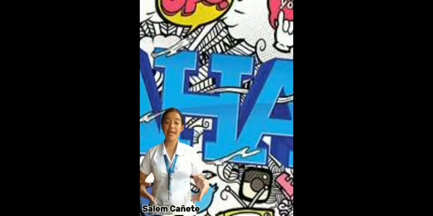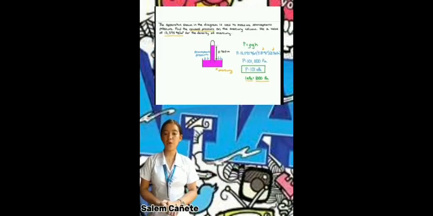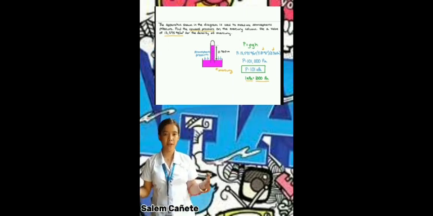So we're going to take a tube full of mercury. We're going to immerse it in a bath of mercury, and then we're going to bring the tube up like that, okay? The apparatus shown in the diagram is used to measure atmospheric pressure. So find the upward pressure on the mercury column. Use a value of 13,595 kilograms per meter cubed for the density of mercury.